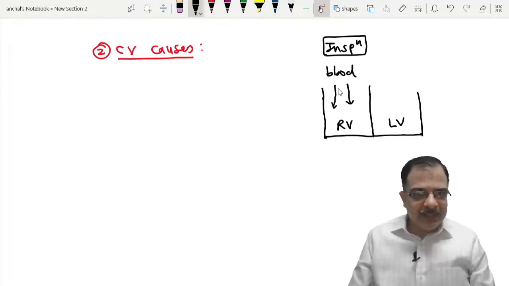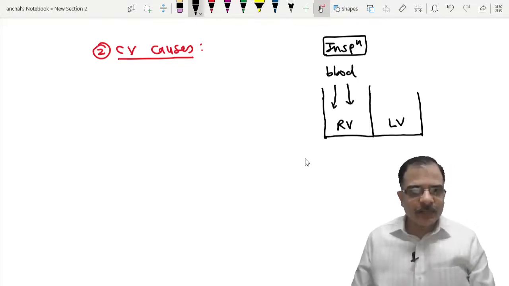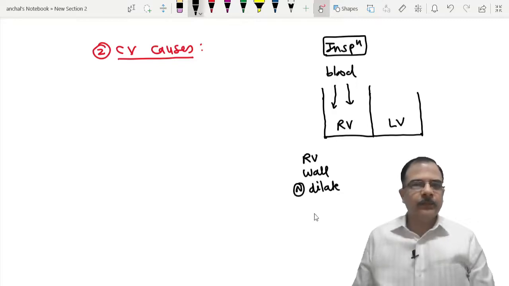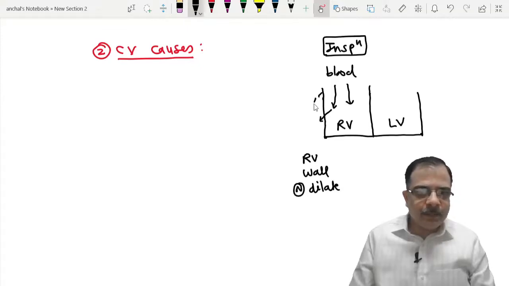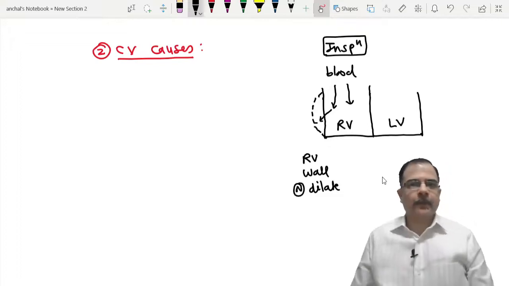So during the inspiratory phase, when relatively more blood enters the right ventricle, there is a dilatation of the right ventricle wall. So the right ventricle wall normally dilates to accommodate this extra blood. This blood will be accommodated like this.